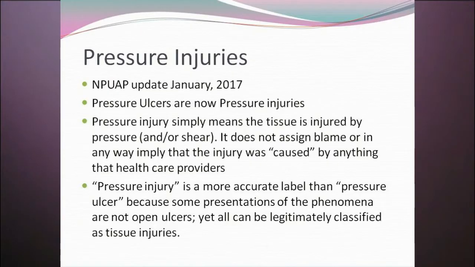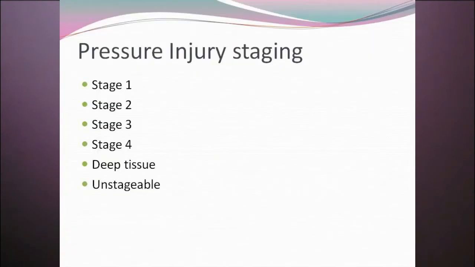Pressure injury is really considered to be a more accurate term than pressure ulcer because some presentations of this phenomenon are not open wounds, but yet are considered tissue injuries. And as we talk about the different stages, particularly with the deep tissue pressure injuries, that will make a little bit more sense to you. In terms of pressure injury staging, we really have stage 1, 2, 3, 4, deep tissue, and unstageable. These are the current terms that we are using in terms of our staging terminology for pressure injuries.